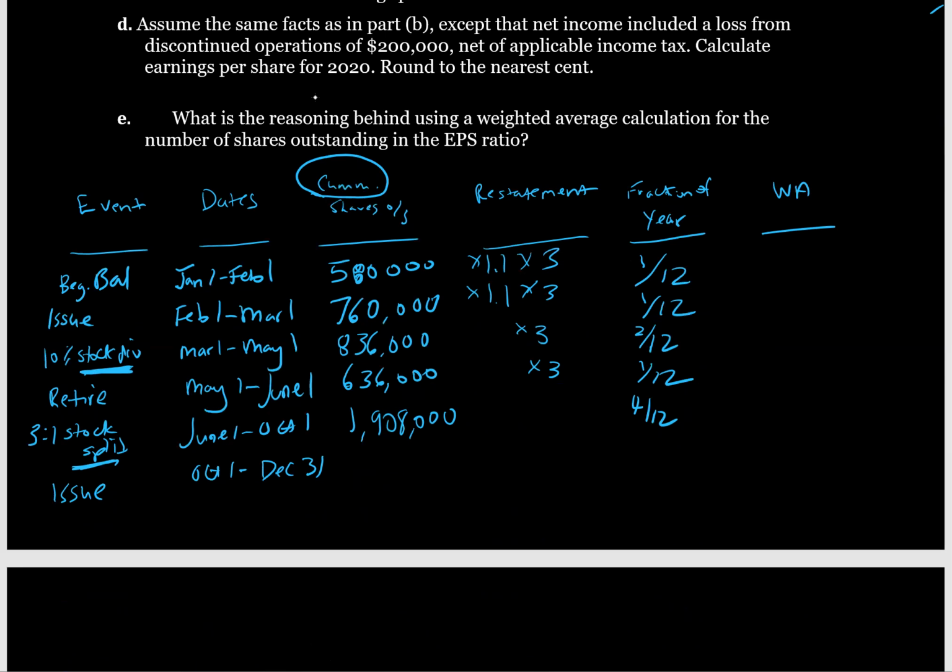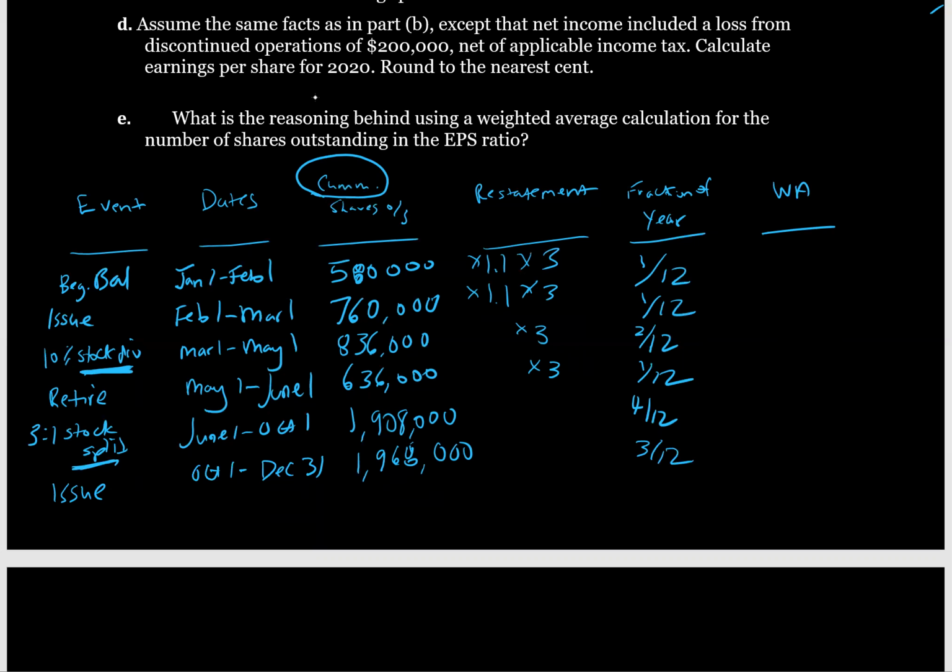If you had numbers in here that are moving around, that are not increasing, and it's not because of a retirement of stock, then you probably have made a mistake where you haven't included a cumulative number. So it's something to watch for. So 1,968,000. And that's because we took the 1,908,000, we added 60,000 shares. And October 1st to December 31st is going to be 3/12.